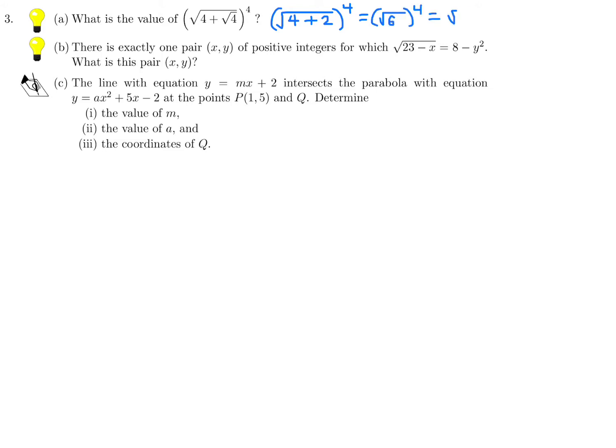So that is the equivalent of root 6 times root 6 times root 6 times root 6. Well, root 6 times root 6 is 6. So we get 6 times 6, and therefore that is 36.